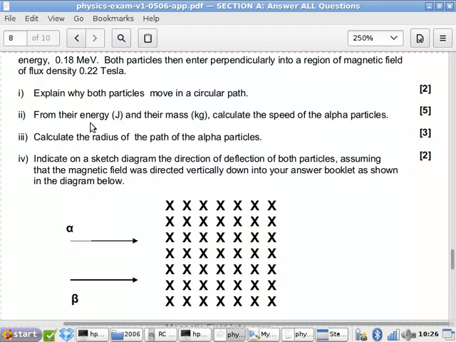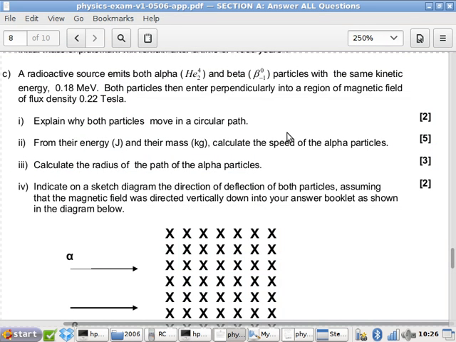In the second part, they want their energy in joules and their mass in kilograms, and then from using that, calculate the speed of the particles. Now, let's have a look. Do we have enough information to do that? We do, because we know the kinetic energy, and the kinetic energy is a half mv squared. So if you knew the mass, which you don't know yet because we haven't studied it, you could know the V. And then from knowing the V, you could know the F.